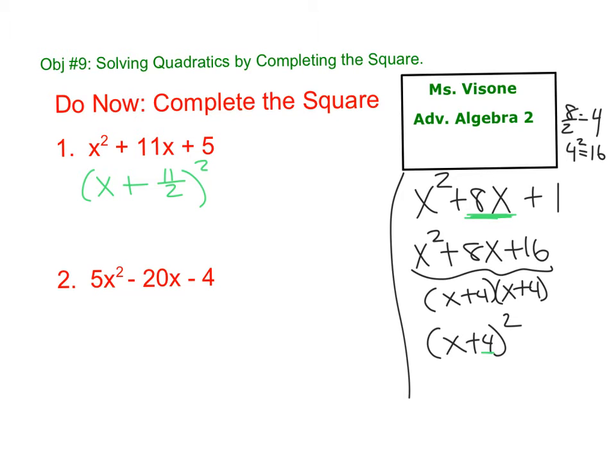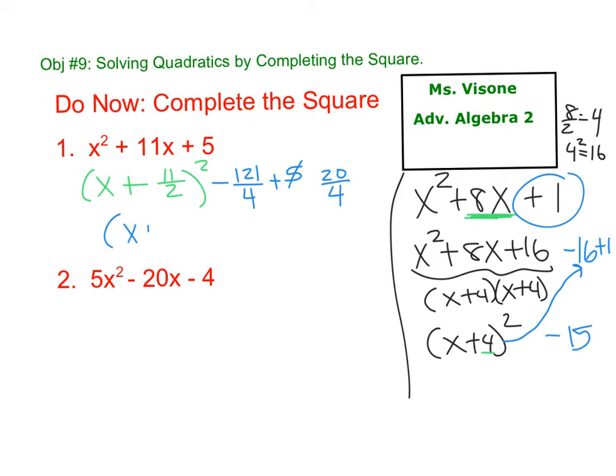Then what we do is we subtract off. I added that 16 in, then I subtract it and combine it with that 1. So it's the inside number squared, combined with the outside number. So the inside number squared, 11 over 2 squared, is 121 over 4, and we have to combine that with 5. But 5 is 20 over 4. So x plus 11 over 2 squared minus 101 over 4.